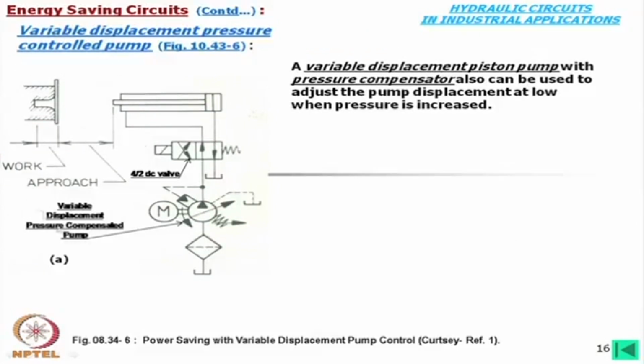Now, this is another circuit. I think we can continue later also. We can study the circuit, maybe in the next lecture we will study this. So, this is with the variable displacement pump, we can have the same energy saving system. Only thing, such a variable displacement pump is very expensive.